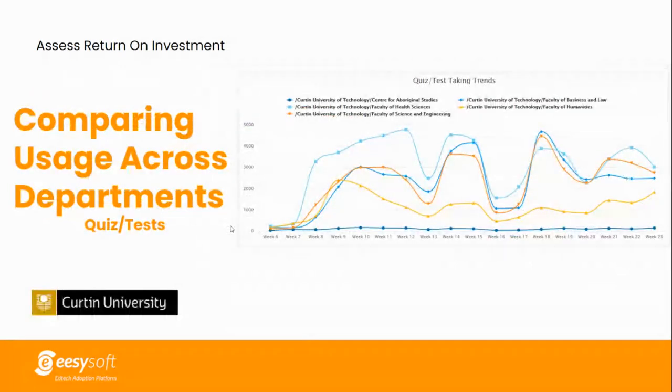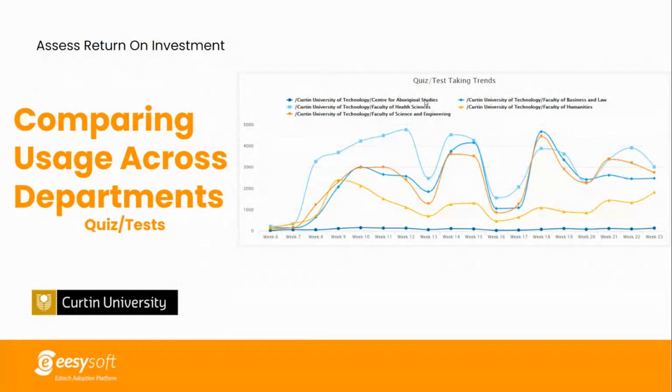But also, if you have the institutional hierarchy, the nodes set up inside of Blackboard, you're going to be able to compare the usage of these tools across the different departments of your institution. This is an example from Curtin University in Singapore, where they did a really in-depth analysis of the usage of quizzes and tests across different faculties in their institution.